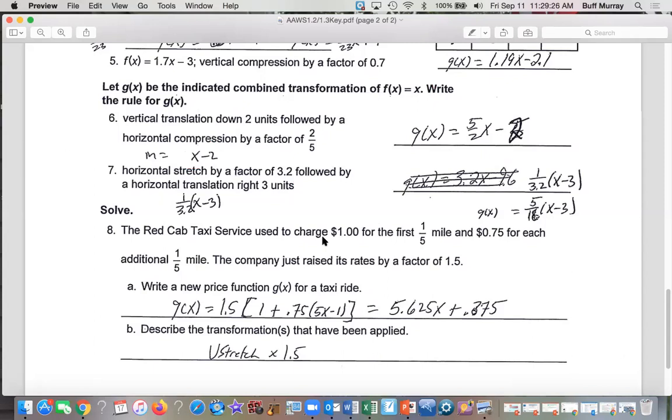All right. Number 7, horizontal stretch by a factor of 3.2. Okay. Well, here's the horizontal stretch by a factor of 3.2. I'm gonna jot that up here. I know there's not a lot of space here. f of 1 over 3.2 times x, right? Isn't that how we're going to do that horizontal stretch? Similar to how we did the horizontal stretch in question number 4. Okay. Followed by a horizontal translation 3 units right. All right. This is going to move it 3 units right.